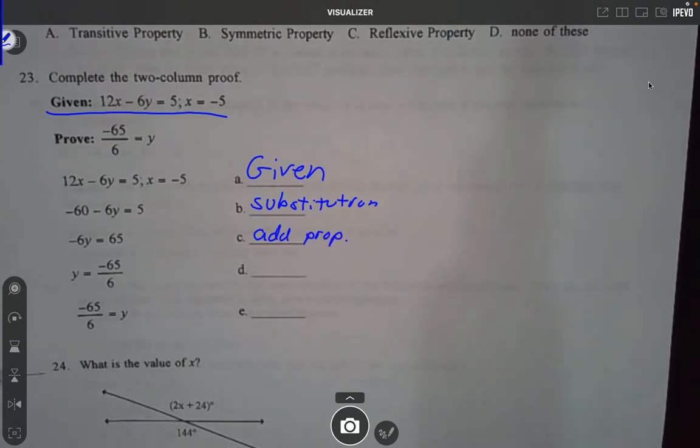I don't mind abbreviations as long as I can tell what they are. Be careful with substitution and subtraction if you're going to abbreviate. All right, then what did they do from C to D? They divided by -6, right? And what property is that? Division property. Division. That's a D.